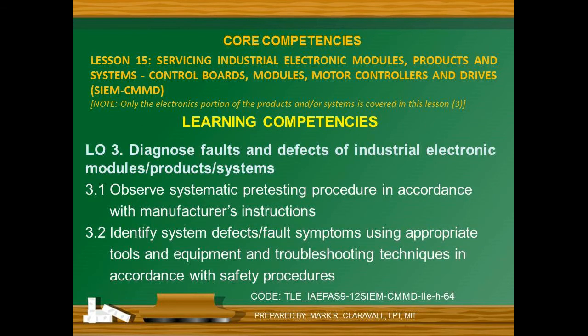Learning competencies. Learning outcome number 3. Diagnose faults and defects of industrial electronic modules/products, systems. Learning outcome number 3.1. Observe systematic pre-testing procedure in accordance with manufacturer's instructions. Learning outcome number 3.2. Identify system defects, fault symptoms using appropriate tools and equipment and troubleshooting techniques in accordance with safety procedures.